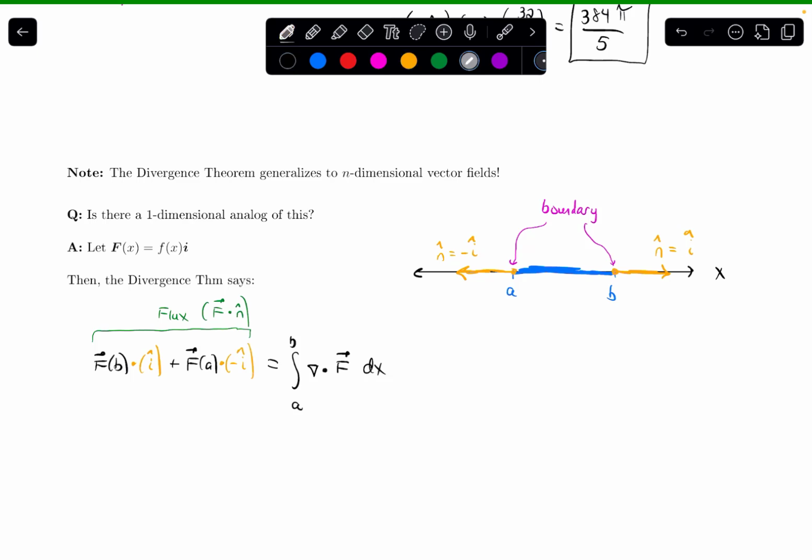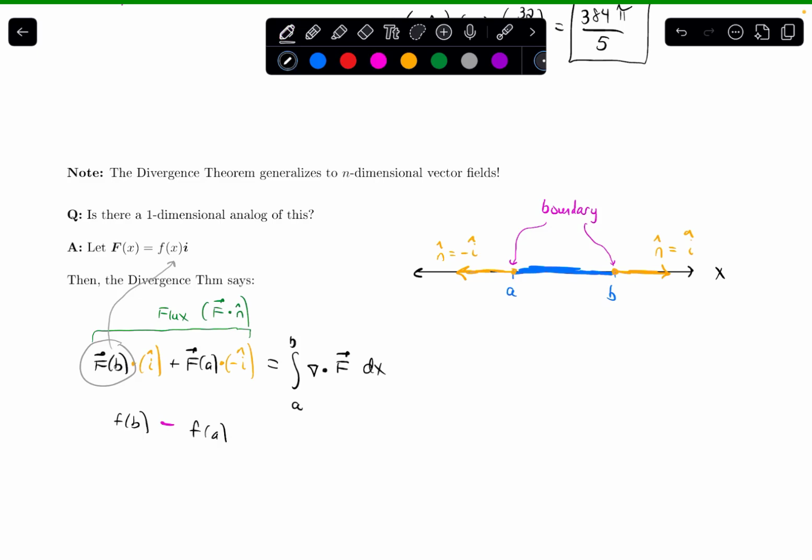Okay, and then well, capital F of b means plug b into my vector field. I'll get little f of b i hat. When I dot that with i hat, i hat dotted with i hat is 1. So I'm going to be left with little f of b. Similarly, when I plug a into my vector field and I dot this i hat with the negative i hat, I'll get negative 1. So this is going to leave me with minus and then little f of a.